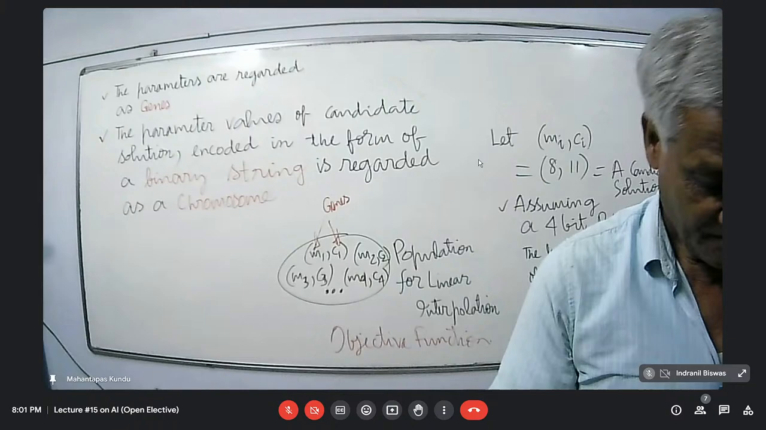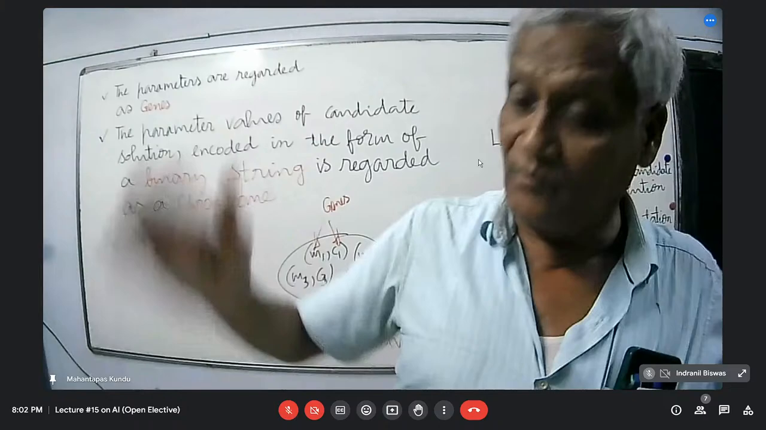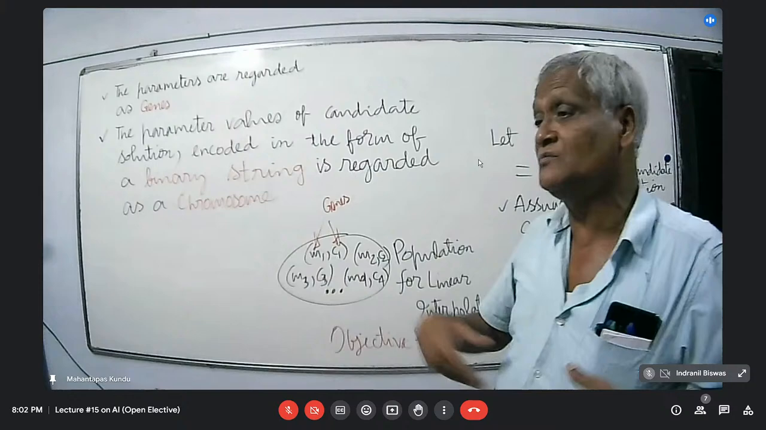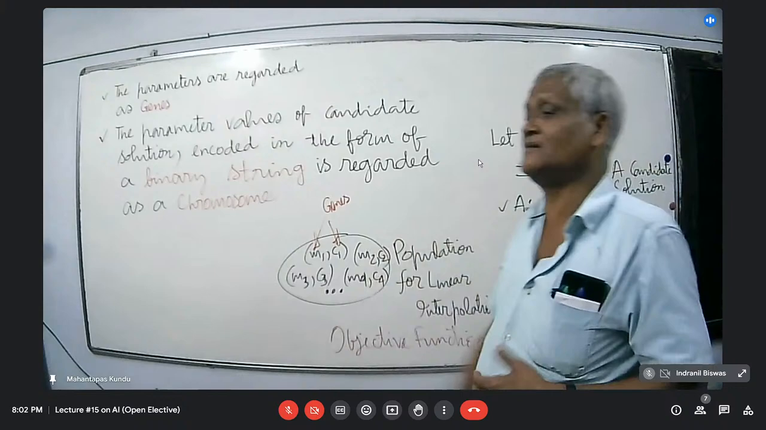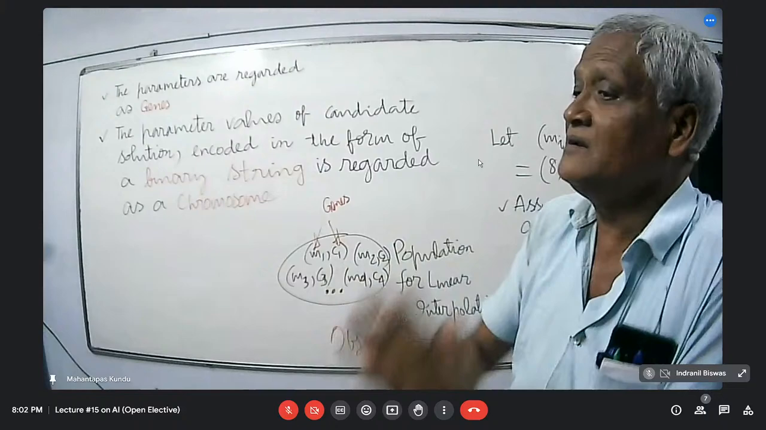So what will be our objective from this set of chromosomes? Our objective will be to generate a better set of chromosomes, another set of chromosomes which will be of better quality. How? By applying the principles of natural selection and the principles of genetics. And these two principles work behind the evolution of life on earth.